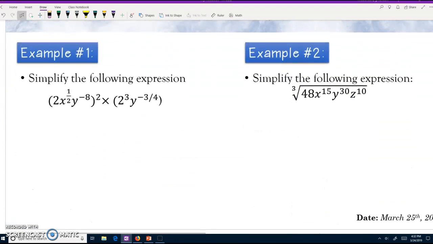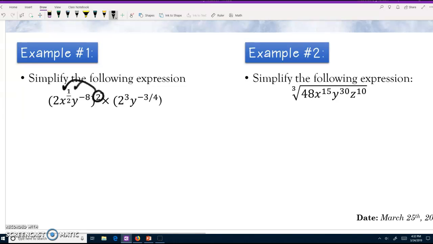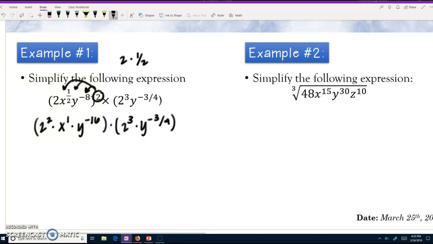So first up, we have a fractional exponent operation. We want to start by distributing this squared to every single term in here. So that's going to give me 2 squared times x. If I have a 2 and I multiply it by a 1/2, that's just going to be a 1. And then this negative 8 times 2 is going to be a negative 16. So I'm going to take this expression and multiply it by this operation over here.